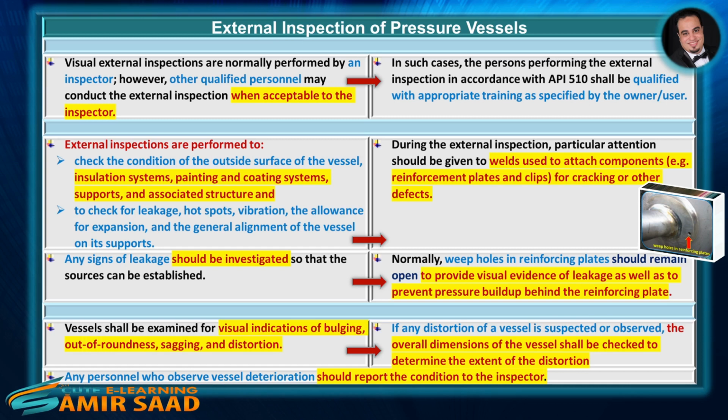Vessels shall be examined for visual indications of bulging, out-of-roundness, sagging, and distortion. If any distortion of a vessel is suspected or observed, the overall dimensions of the vessel shall be checked to determine the extent of the distortion. Any personnel who observe vessel deterioration should report the condition to the inspector.